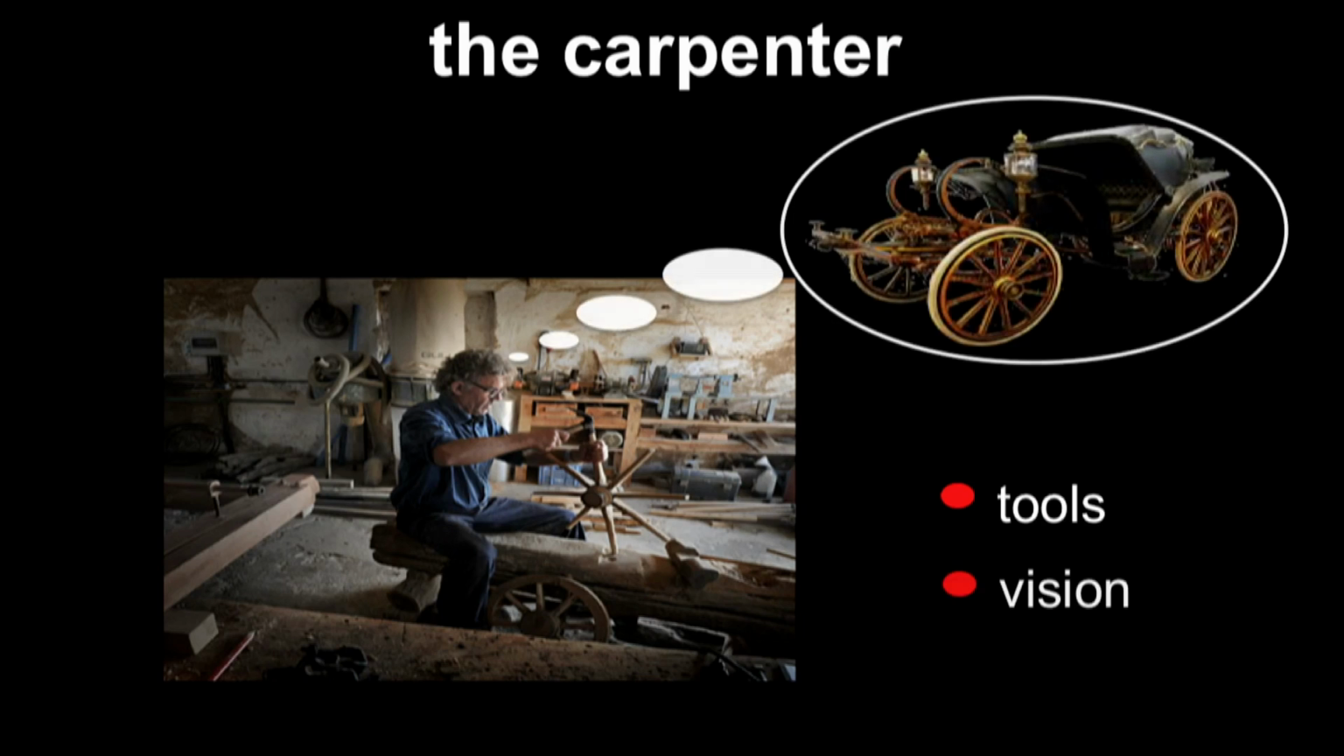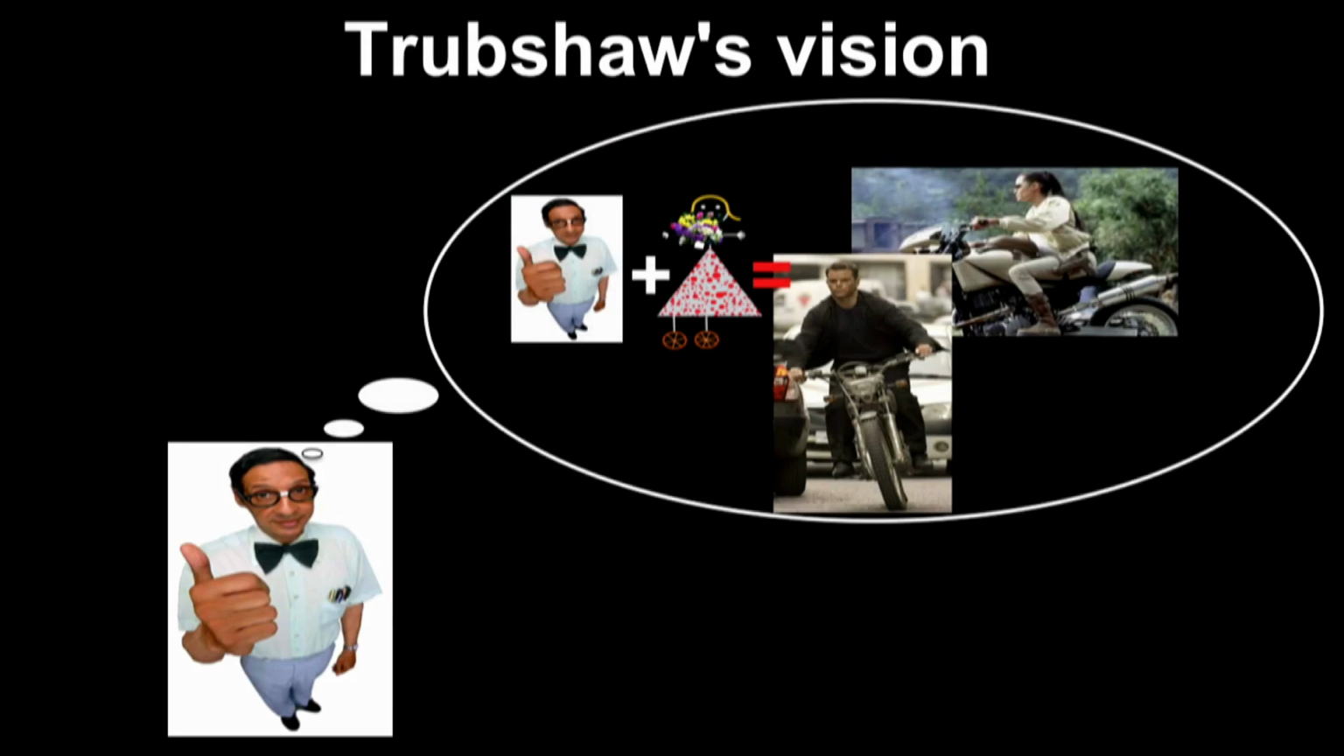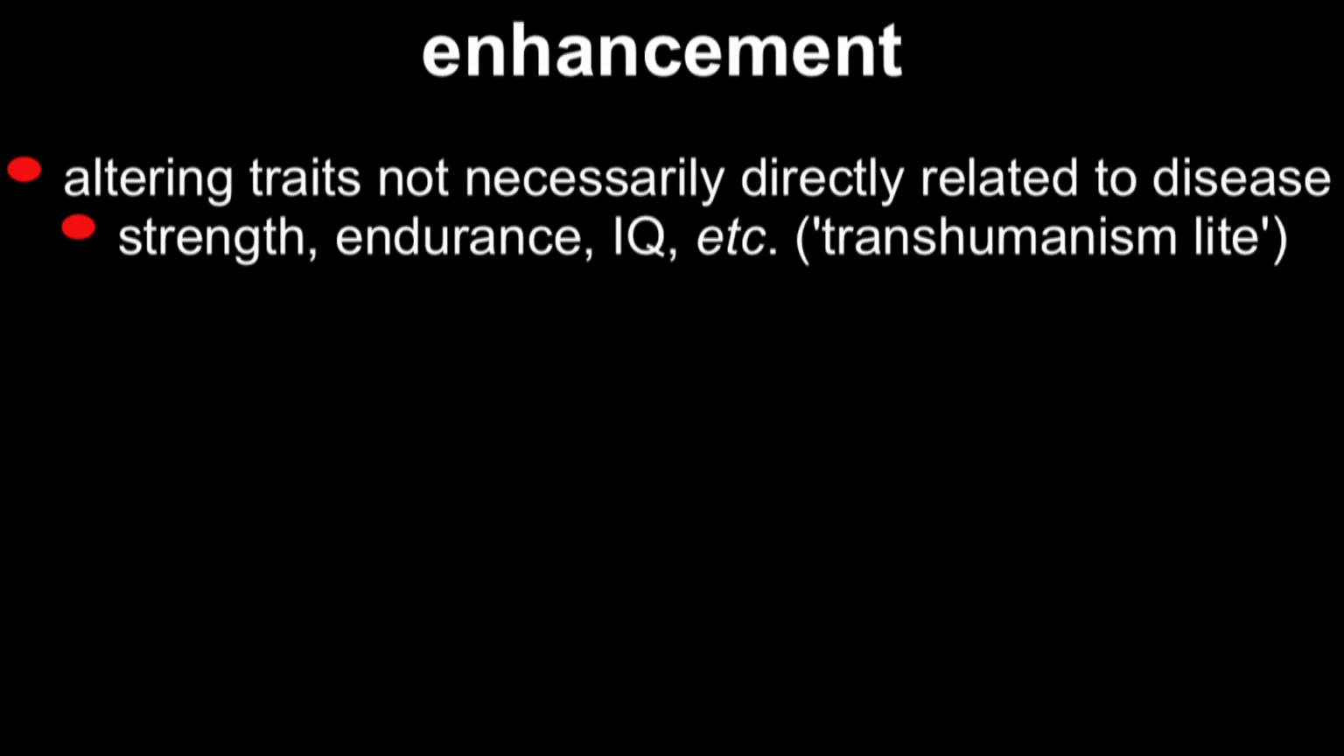Fantastic tools, and he or she has this vision. But the problem is that the vision of the carpenter and you or I might not be quite the same as Trubshaw's vision. Trubshaw might not be satisfied with sorting out the genes that predispose to disease. He might have a vision where he wants to create a family of Lara Crofts and Jason Bournes. Right? And so this leads us now into the area of enhancement, a kind of transhumanism light, where we're altering traits that are not necessarily directly related to disease.